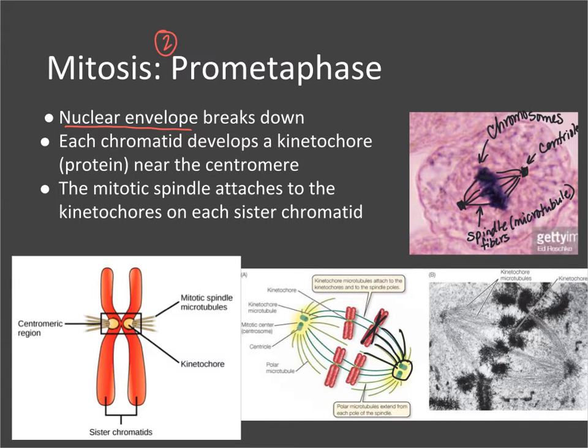Now, each of these chromosomes has a special binding region called a kinetochore. The kinetochore is what those mitotic spindle fibers actually bind to. That's how the mitotic spindle is able to tug these chromosomes around, and ultimately is going to separate, or pull apart, those two sister chromatids.